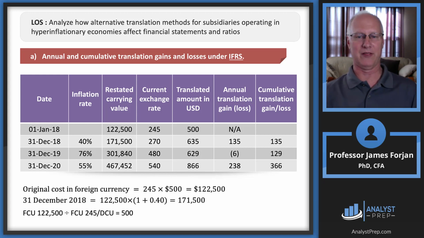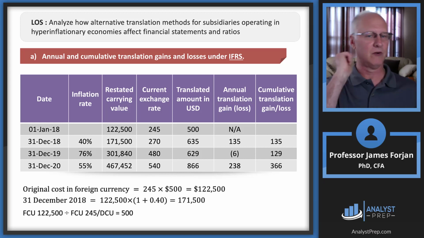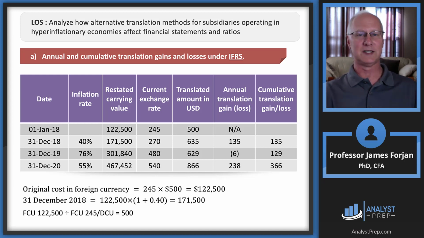So let's go ahead and do the math. We're going to put the 171,500 back into our register, and then the 270 divide, that gives me 635. So there's my translated amount. Notice the difference between the 635 and the 500. There's our annual translation gain of 135. That's a big number because the inflation rate is 40%, but the currency only changed value by about 10%. So you see why the Institute is so interested in this hyperinflationary environment, because it's going to result in massive translation gains or losses. At least it has the potential.